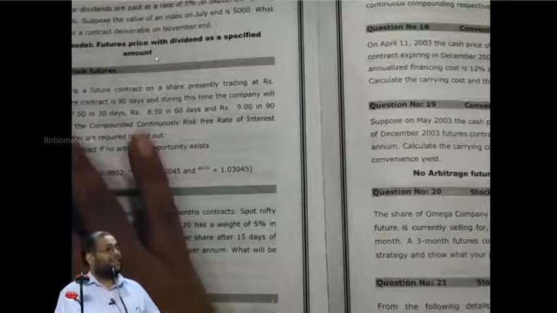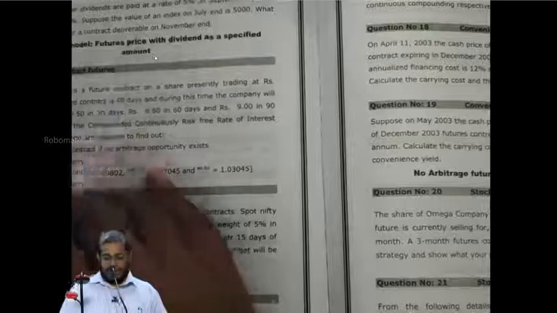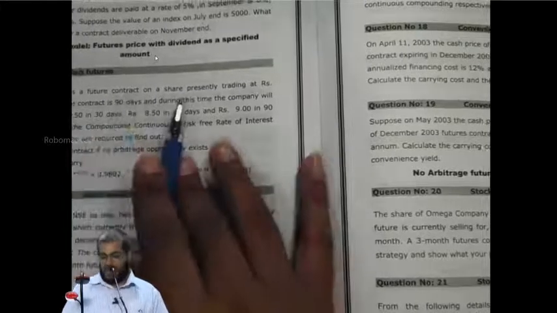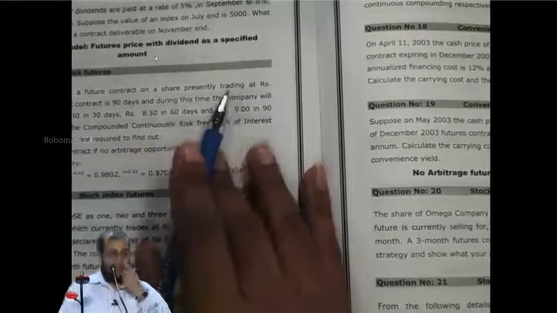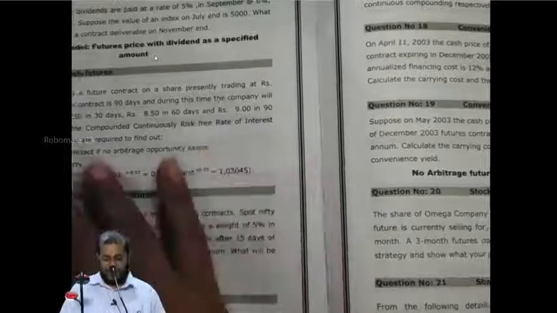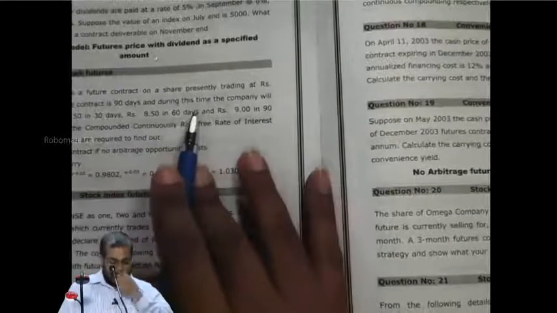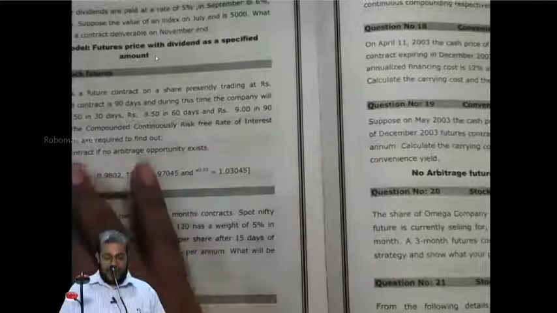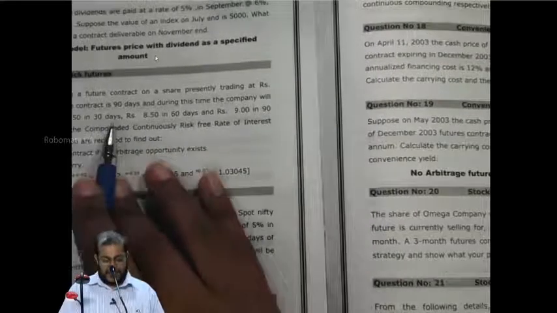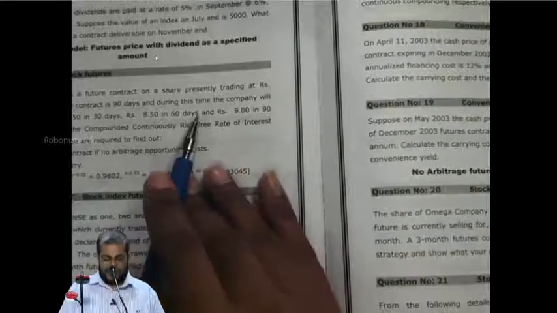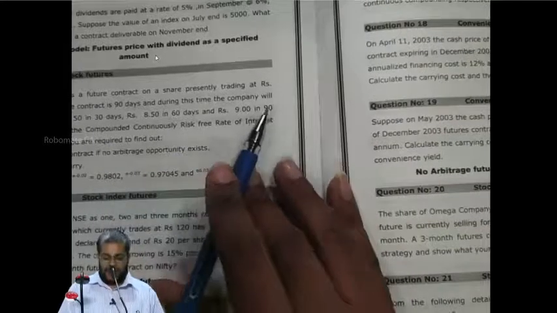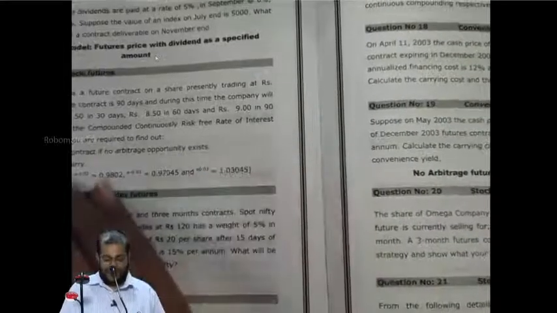Now, the futures contract price you have to find. So there is a futures contract on a share which is presently trading at 1,000. Now the life of the futures contract is 90 days. During this time, the company will pay a dividend of 7.5 in 30 days, 8.5 in 60 days and 9 in 90 days.